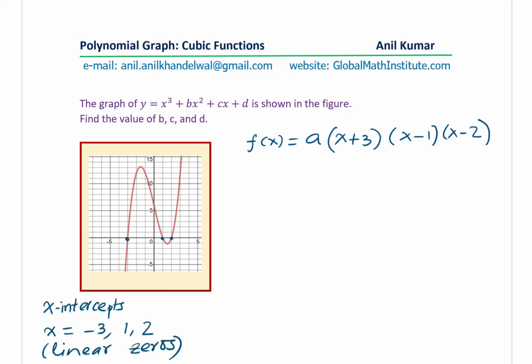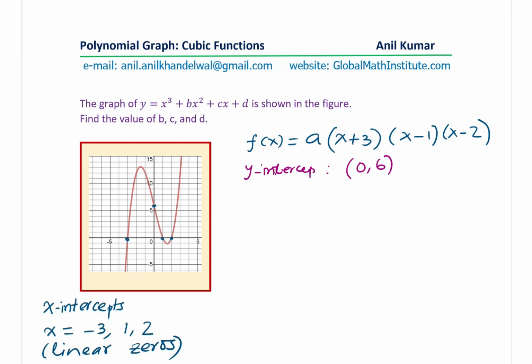Now a gives you a family of curves. With these zeros, we could actually draw many graphs. To get the exact value of a, it is a good idea to look into the y-intercept. From here, the y-intercept clearly is 6. So we are using this point, the y-intercept of 6, coordinate point (0, 6). That should define the value of a.